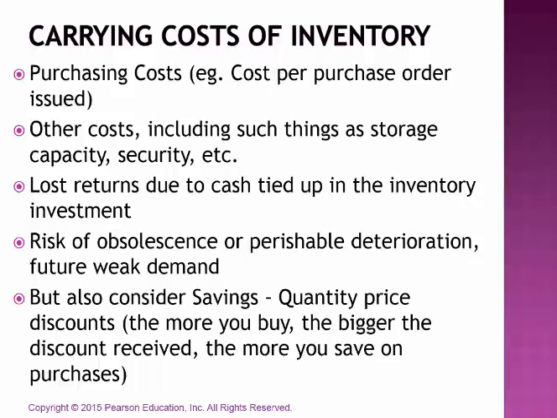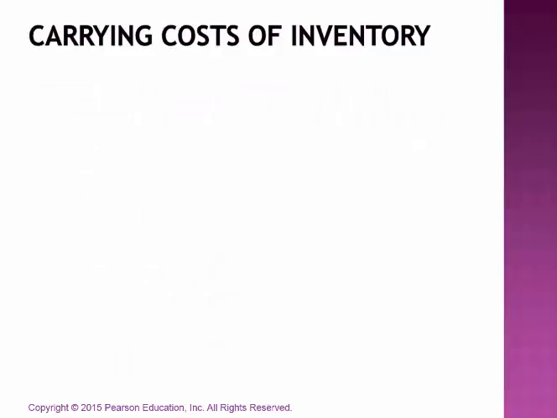So let's take a look at the case that is shown to us in the 15th edition text. It's on page 439. And let's consider what our carrying cost of inventory are depending on how much we buy at a time. We have an annual need of 250,000 units. How do we want to order those 250,000 units?